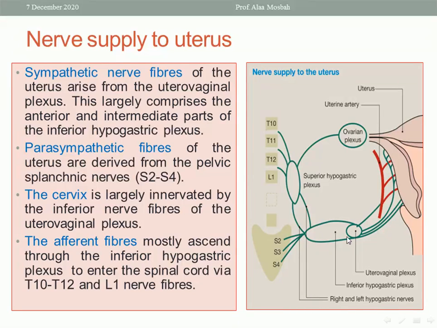And the afferent fibers mostly ascend through the inferior hypogastric plexus to enter the spinal cord via thoracic 10, 11, 12, and lumbar 1, as in this picture.